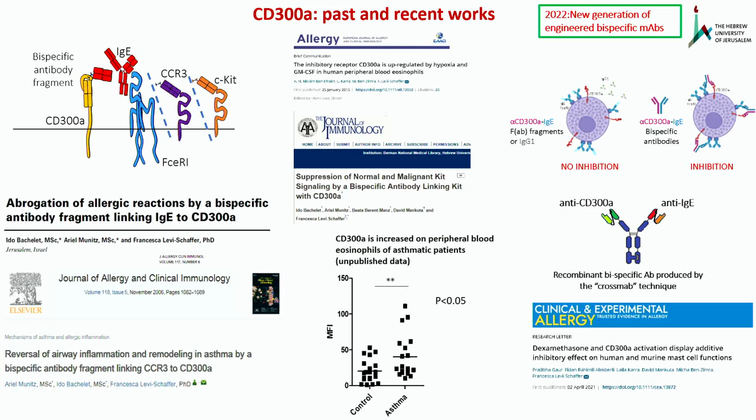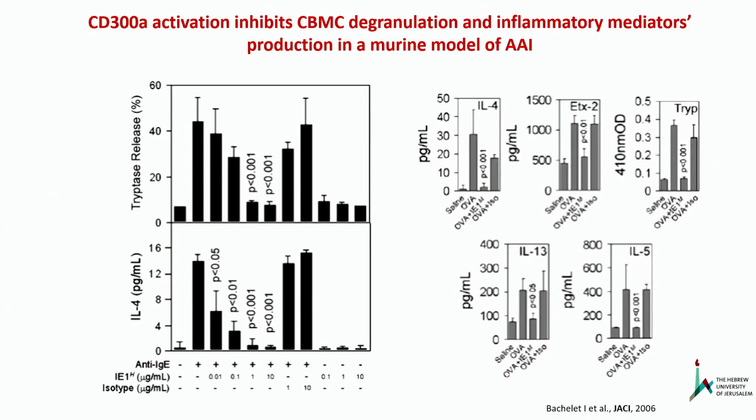Recently, we found that CD300A is increased on peripheral blood eosinophils of moderate asthmatic patients, and this shows that our body, together with the production of pro-resolving lipid mediators, is also upregulating inhibitory receptors on the effector cells of allergy and asthma to try to downregulate. Okay. And now we are at the newest generation of bispecific antibodies that we obtained by the CrossMab technique. They are engineered antibodies, and we try to go on with our studies.